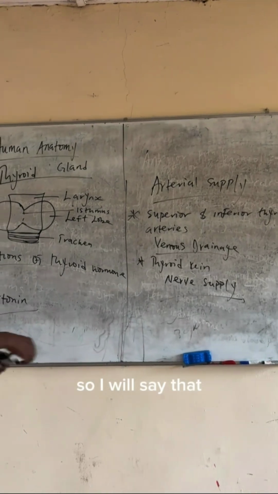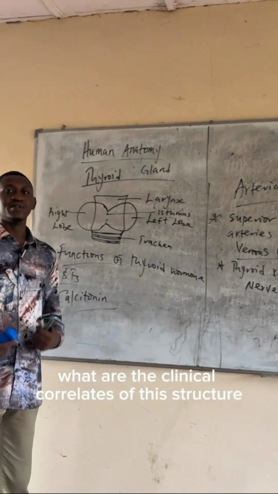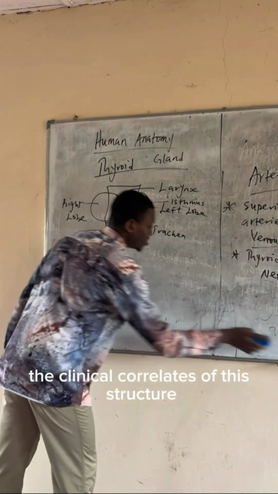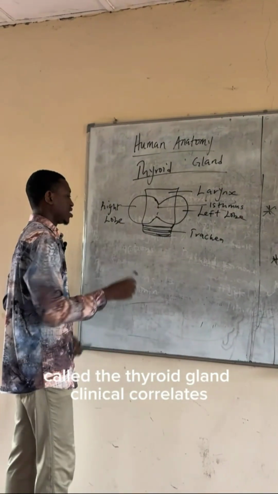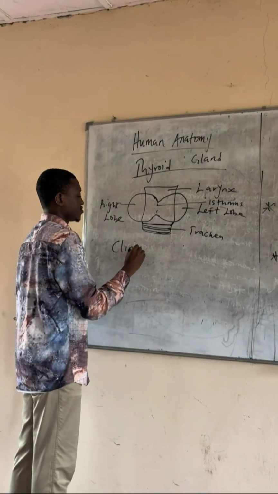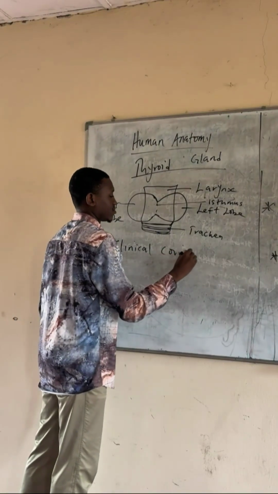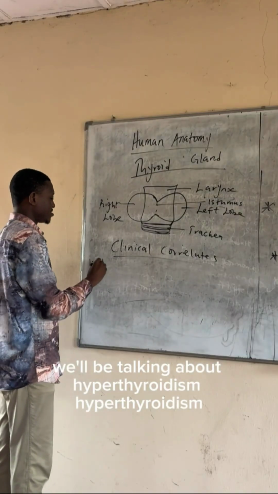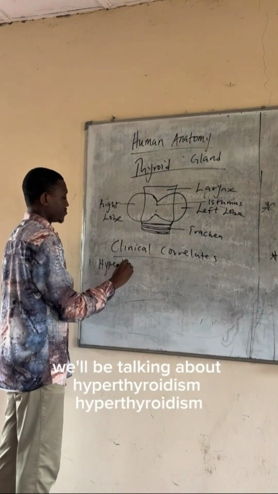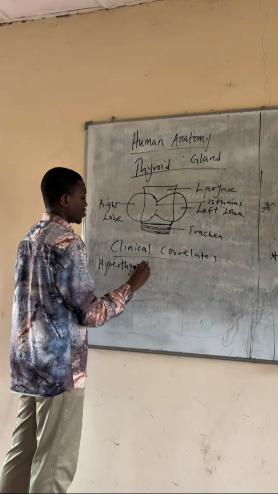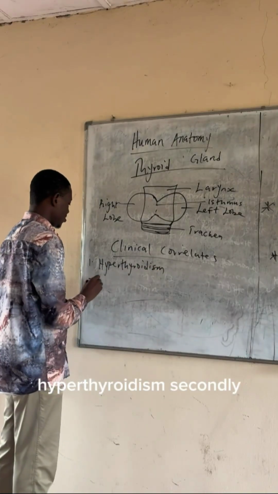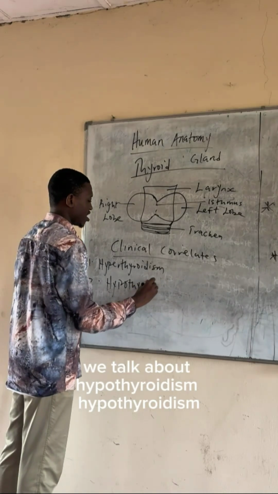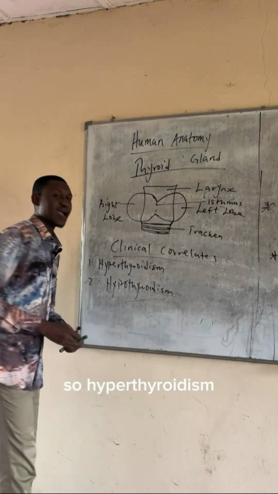What are the clinical correlates of the thyroid gland? One, we'll be talking about hyperthyroidism. Secondly, we'll talk about hypothyroidism.